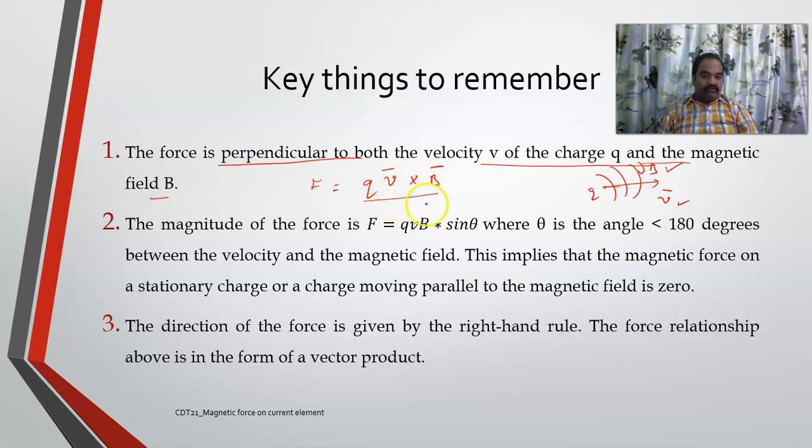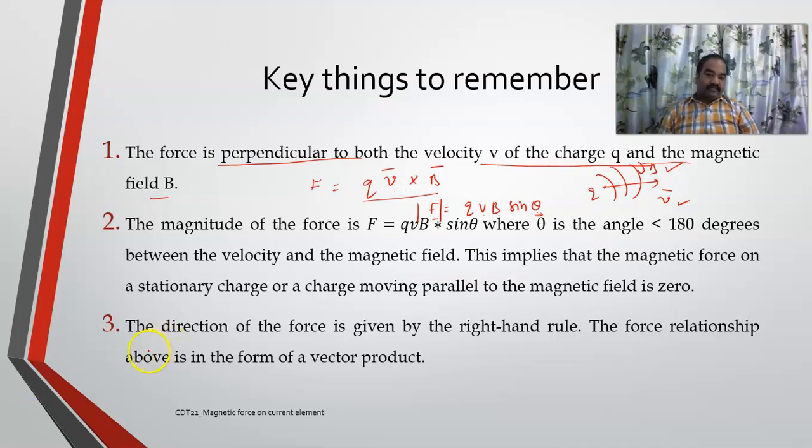So if you want the magnitude, you can write F is equal to QvB sine theta, where theta is the angle between v and B. The maximum value of F comes when theta is 90 degrees. Normally theta will be somewhere between 0 and 180 degrees. So to get the maximum value of F, you should ensure that the charge is moving at right angles to the magnetic field. If it is moving along the magnetic field, then the force will be 0.